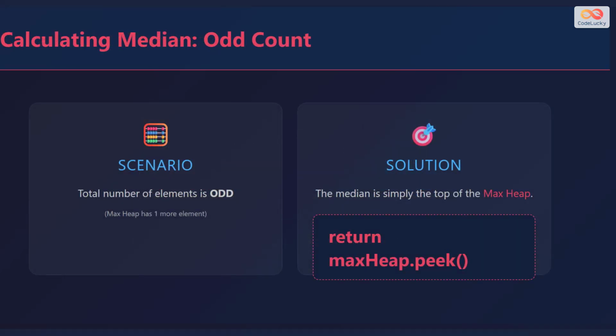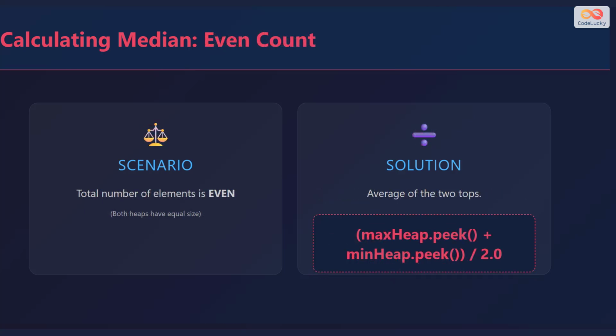Now, finding the median is simple. If the total number of elements is odd, our balancing rule ensures that the max heap has one extra element. Therefore, the median is simply the top element of the max heap. If the total number of elements is even, both heaps will have the exact same size. In this case, the median is the average of the top of the max heap and the top of the min heap.